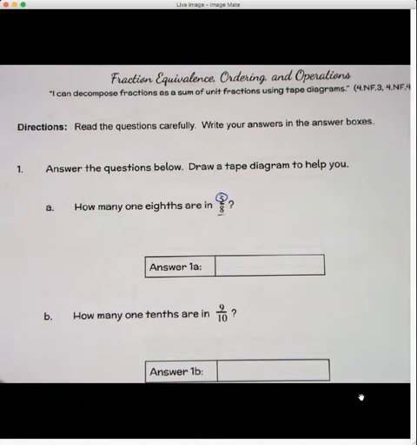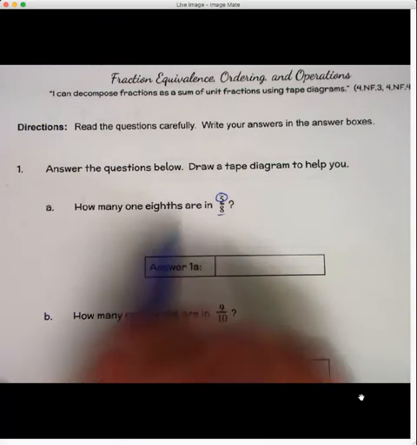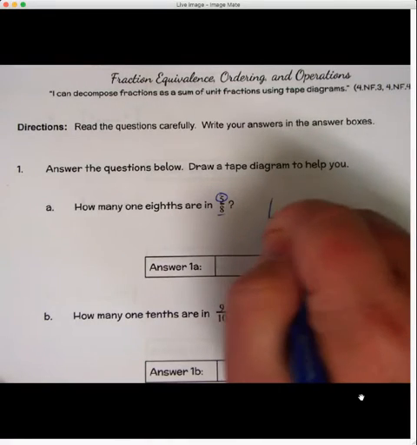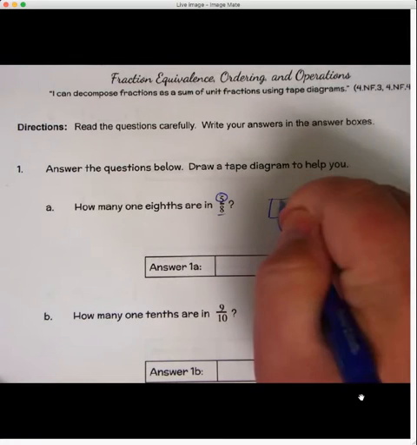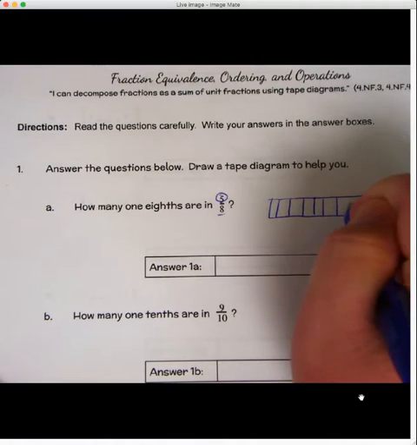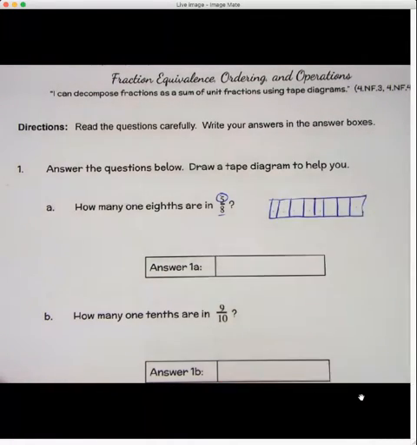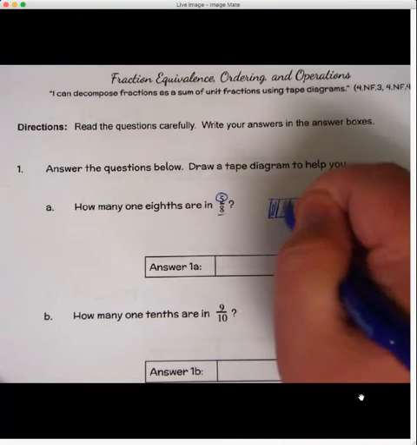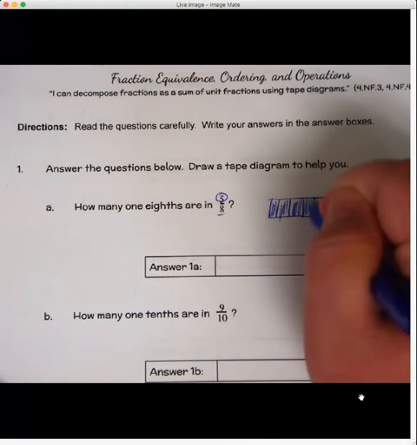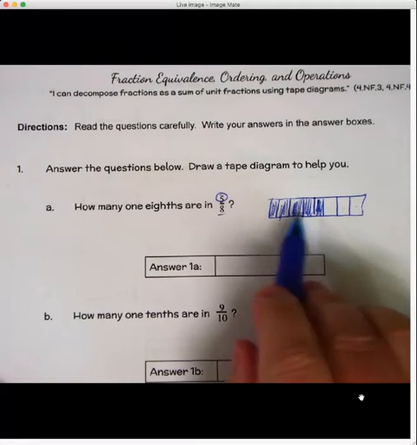Okay, so we're looking at the numerators on this first part, and it's asking us how many 1/8 are there in 5/8. So if I were to draw a chart here and divide it into 8s, those are probably not very equal, but 1, 2, 3, 4, 5, 6, 7, 8. How many 1/8 are in 5/8? Well, there's 1, 2, 3, 4, 5. There's 5 1/8 in 5/8.